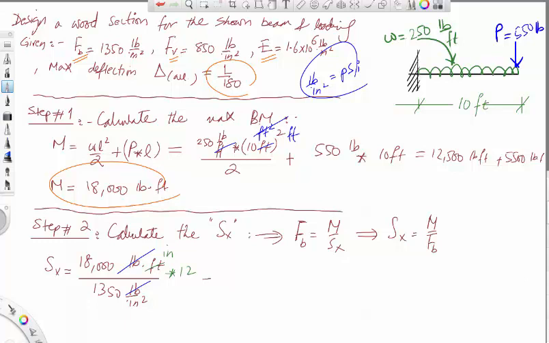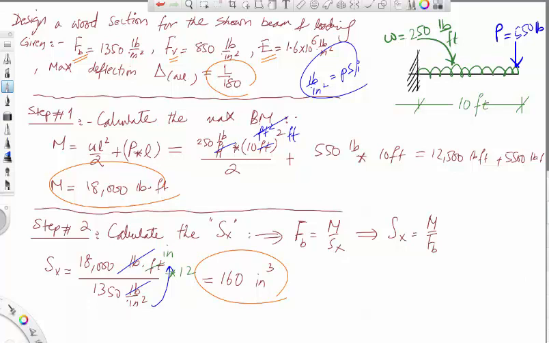So now I get a value for Sx equal to 160 inch to the power 3. Just in case you're wondering how we get inch cube, because this inch square goes up and becomes multiplied by inch, it becomes inch cube. So that is the value of the section modulus. I need a section that has a section modulus of 160 or more.